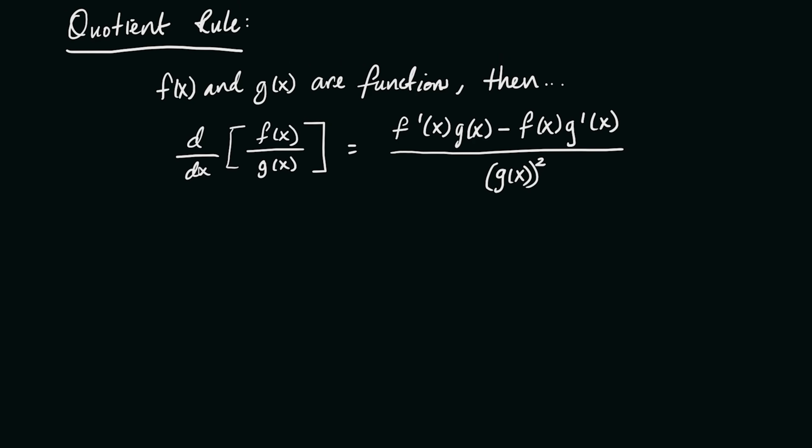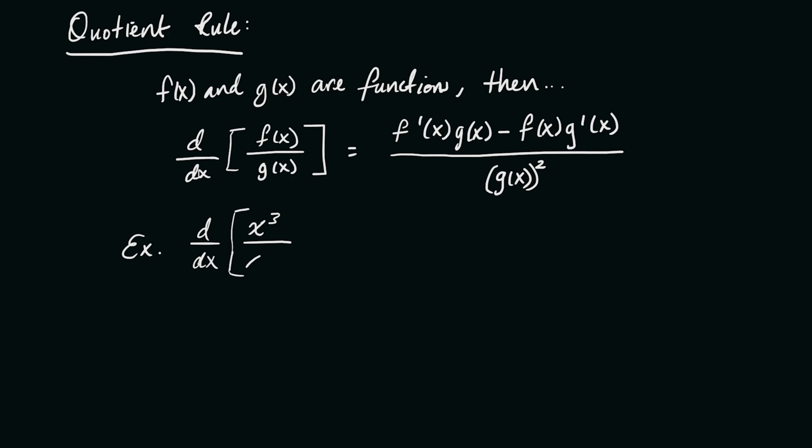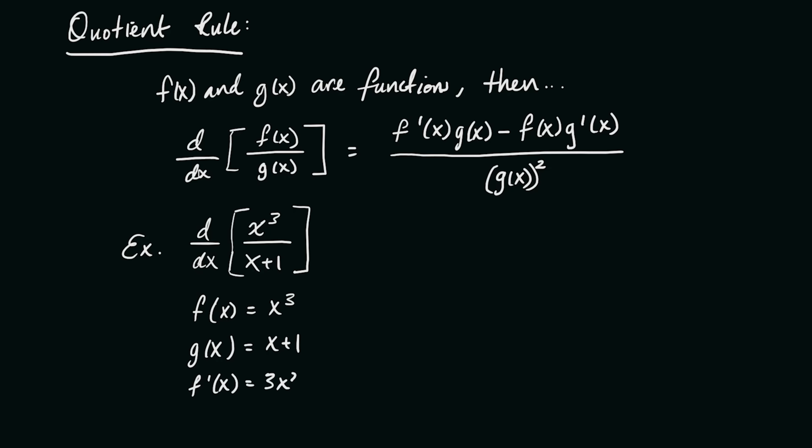So using this rule, let's see if we can try to find this example. Let's do an example, right? So we're here trying to find the derivative of x cubed over x plus 1. Now, our upper function, our numerator, is just x cubed, right? And our g of x is just x plus 1. Now f prime of x is just 3x squared, and g prime of x is just 1, right?